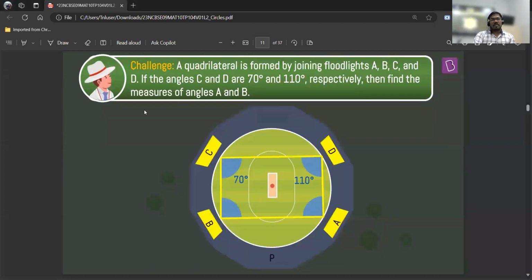All right, so now we can simply solve this question. Now we know that the opposite angle sum is 180, so this is 70, so we get this is 110, and this is 110, so we get this is 70, right?